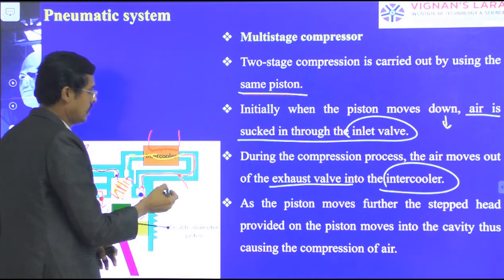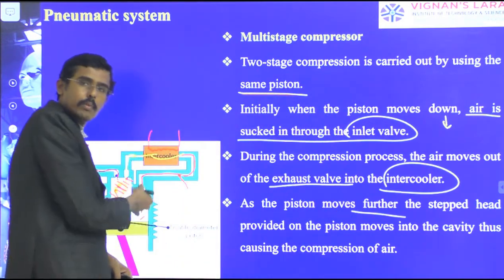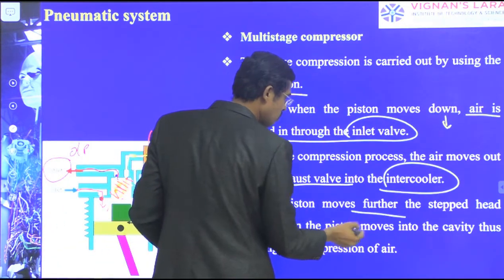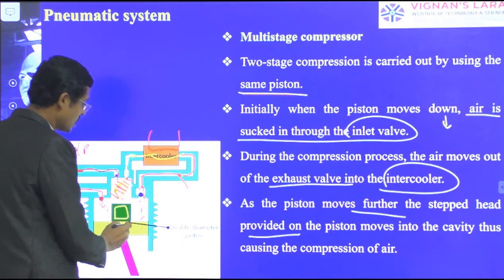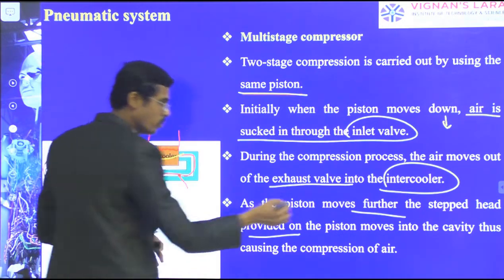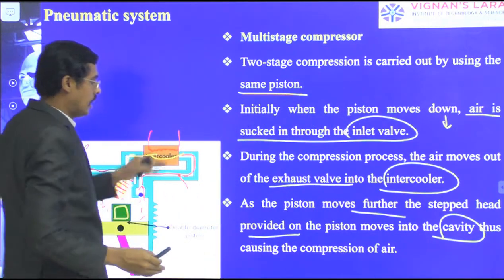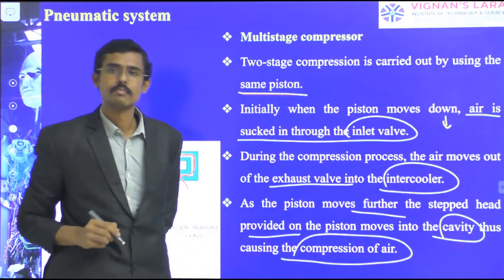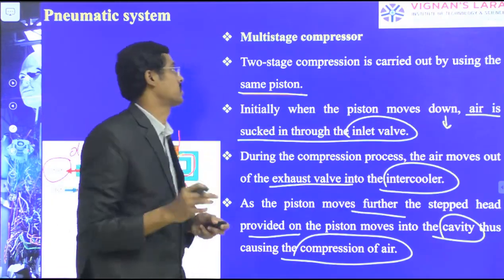the intercooler. As the piston moves further, as the cycle keeps going, the stepped head provided on the piston, this stepped head given over the piston, moves on this cavity, and thus causes the compression of the air. So likewise we understand how this double stage compression takes place.